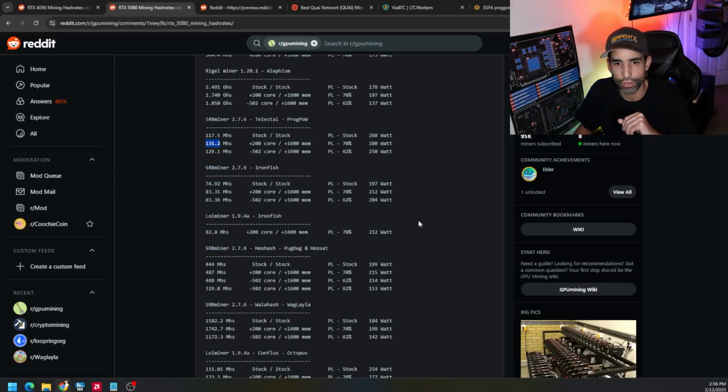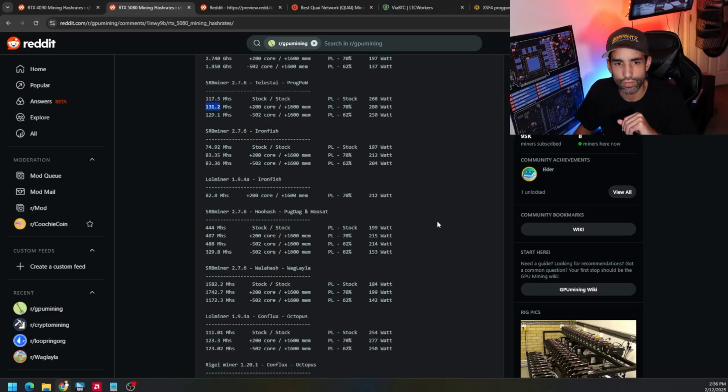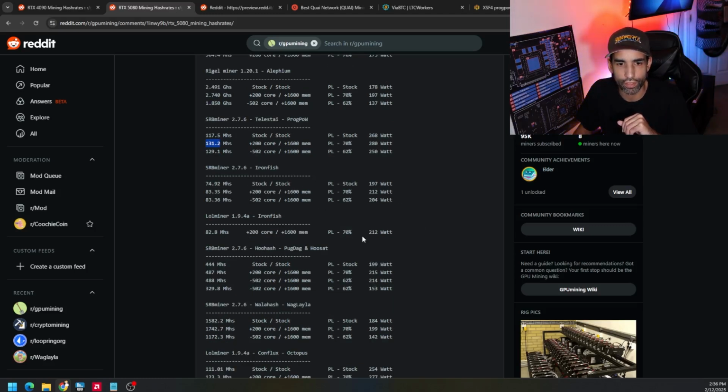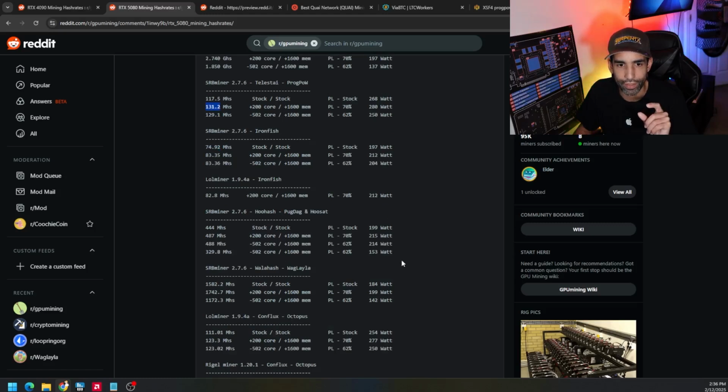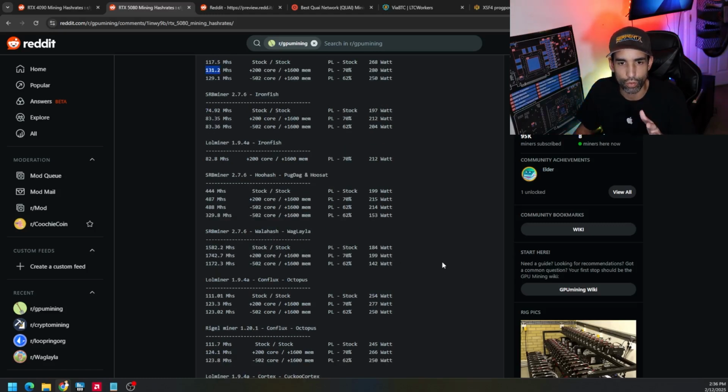Ironfish, 83.3 mega hash at 212 watts. lolMiner, 82.8 at 212. So again, SRBMiner on this particular algorithm beat out lolMiner by just a hair. SRBMiner on Whohash, which is PugDag or Hootsat, you got 488 mega hash at 214 watts.